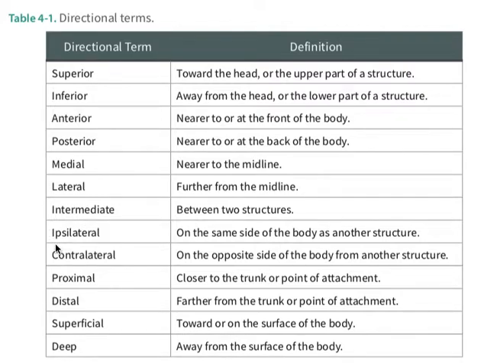The next two terms, proximal and distal. Proximal means closer to the trunk or point of attachment. Distal means further from the trunk or point of attachment. And as far as the first semester of this class is concerned, the only time we're actually going to be using these terms is pertaining to the limbs, the legs and the arms.